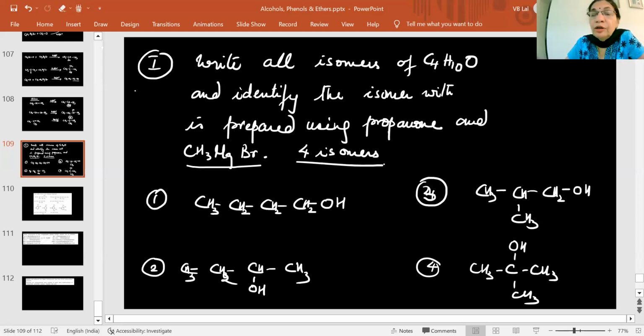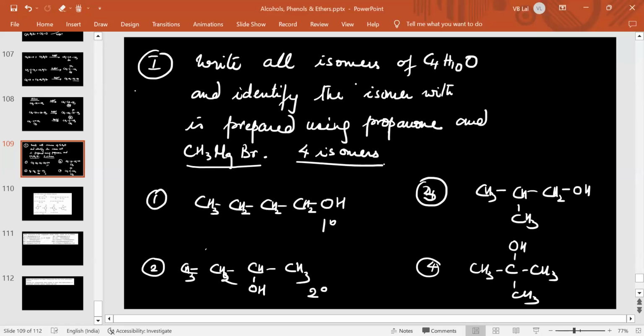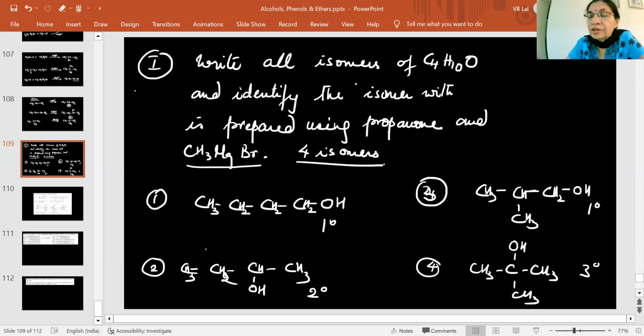Now, what type of alcohol is the first one? First one is primary alcohol. Second one is secondary alcohol. Third one is also primary, as this carbon is attached to only one carbon. And the fourth one is tertiary.